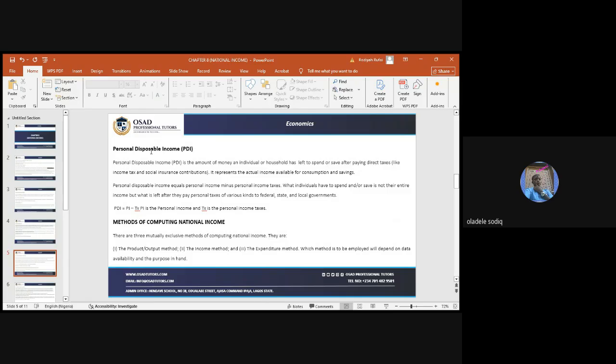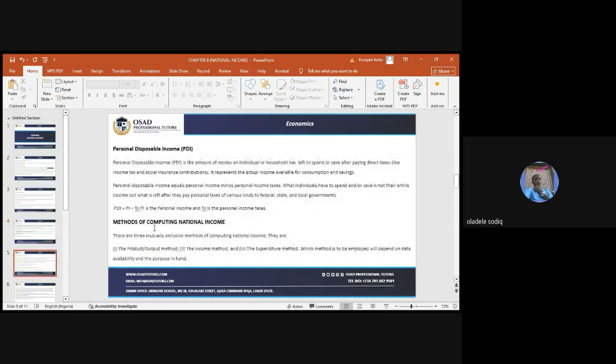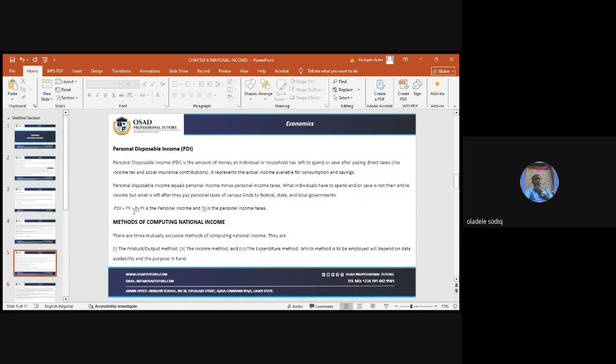So if you look at personal disposable income and personal income, are they the same thing? No, they are not the same thing, because in your personal income here, are you getting it now? You are going to subtract what? Transfer payment. But under disposable income, look at the formula for calculating personal disposable income. The formula is personal income minus what? Tax. So whatever you get as your personal income, you will now subtract tax from it to get personal disposable income. Please take note of that.